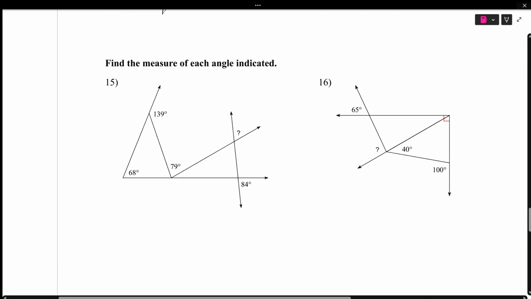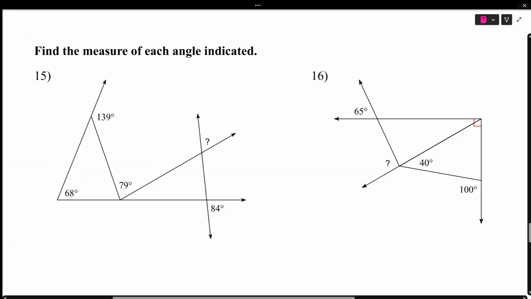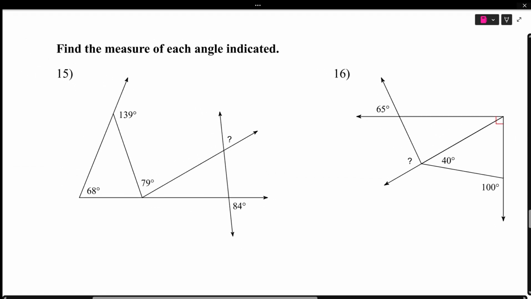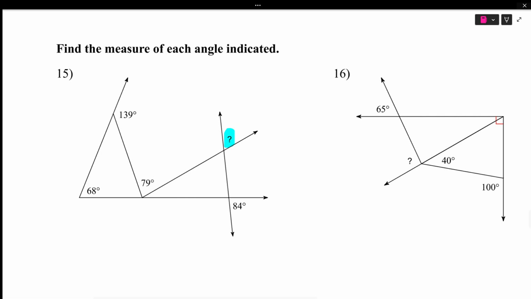So let's look at number 15. Find the measure of each angle indicated. I want to figure out what this angle is going to be, and we have some given information. We have some numbers here, 68, 139, 79, 84. But maybe I need to use some of those angles to figure out this question mark. So let's try it out. I want to figure out what these little missing angles are going to be. Maybe that'll lead me to this one right here.